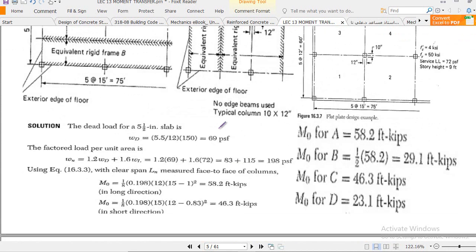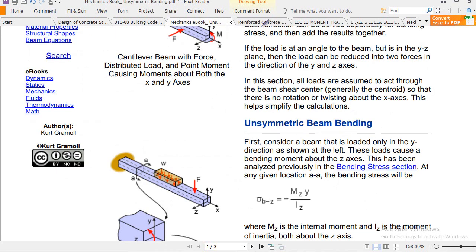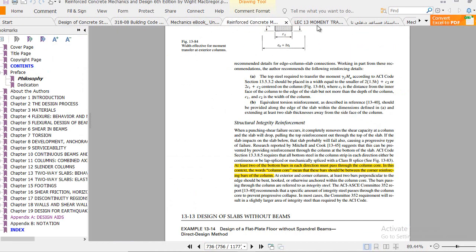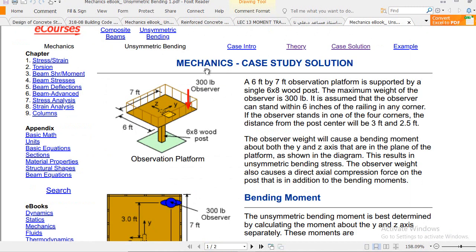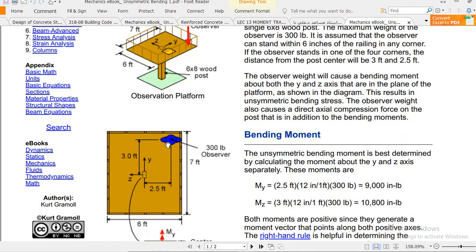To start lecture number 14, I would recommend you to please recall the basic concepts regarding unsymmetrical bending. It is very important. This is kind of a case study: here we have a load or observer, and here we have a column. The person stands right here, and here is the column.